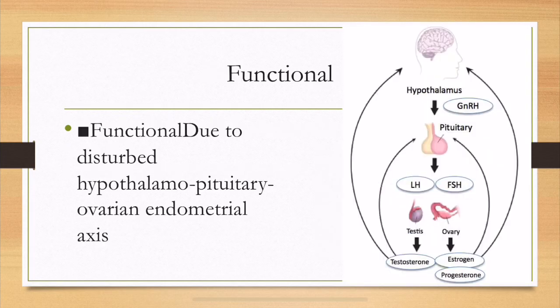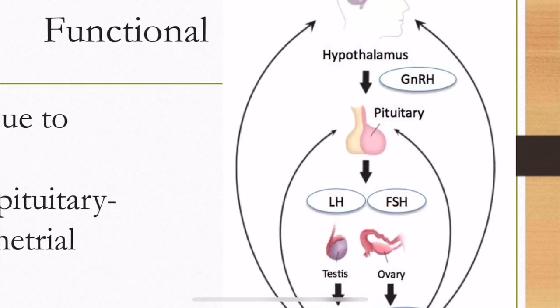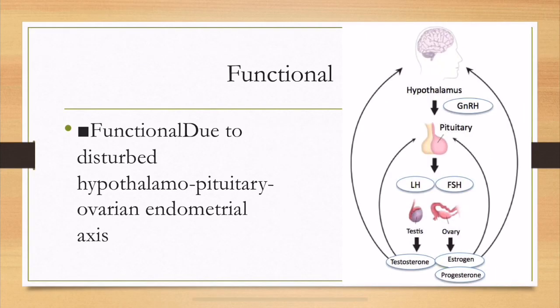Now we see the functional causes. We saw the hypothalamo-pituitary ovarian axis. Whenever there is a disturbance in this HPO axis, this results in menorrhagia. Either the GnRH, FSH, LH or the estrogen levels. Whenever there is an abnormality in the estrogen and progesterone levels, this will result in menorrhagia.